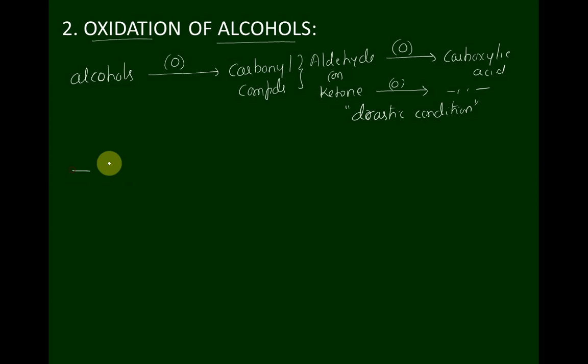So during oxidation, this is alcohol: carbon, hydrogen, oxygen, hydrogen. During oxidation of alcohol, cleavage of O-H as well as cleavage of C-H bond takes place. In alcohols, cleavage of O-H and cleavage of C-H bond takes place to form carbonyl compounds.